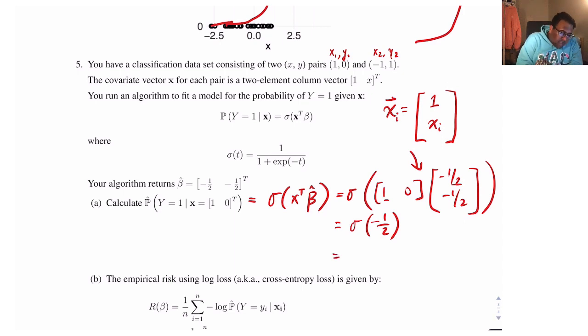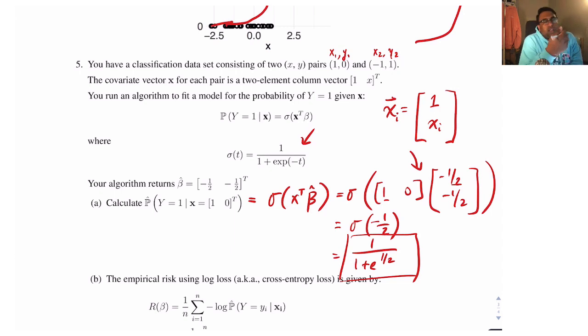Okay? Now I evaluate the sigmoid of negative 1/2, which is just 1 over 1 plus e to the minus 1/2. And so I have the double negative, so I can just replace this with the 1/2. And that is my probability that the observation (1, 0) belongs to class 1.